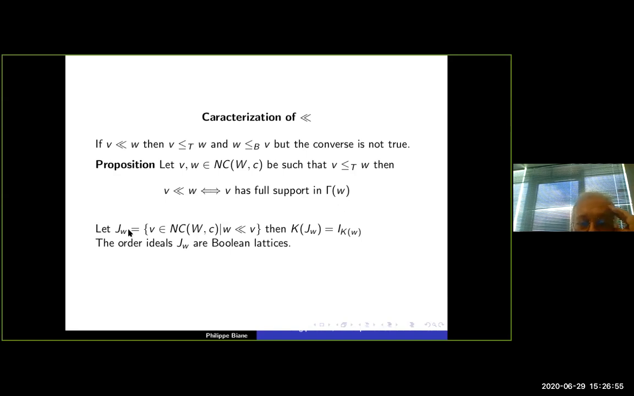And it turns out that if we look at the order ideals, now the order ideals for the opposite order, that is we fix W and we look at all the V which are larger than W for the double order, then the image by the Kreweras involution of these order ideals are the order ideals for the square order. So they are also Boolean lattices. Okay, so we see that there are lots of Boolean lattices inside these orders.